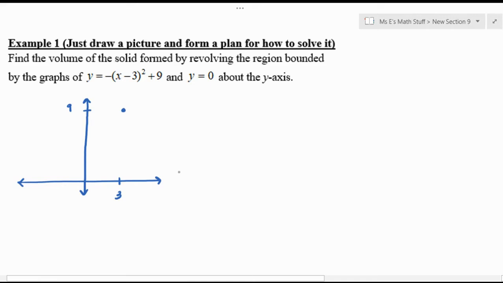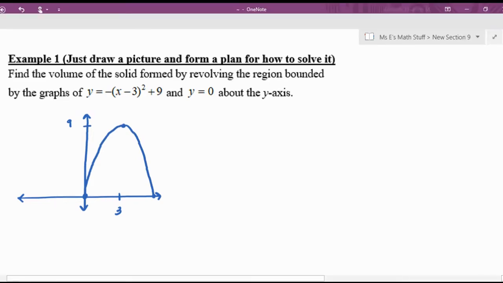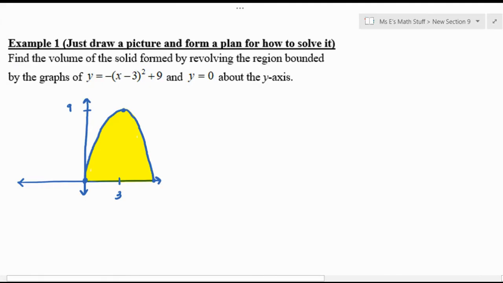All right, out 1, down 1, out 3, down 9, and then out 3, down 9. Okay, and y equals 0 is basically the x-axis. So here is our original bounded region, and it says we're going to revolve it about the y-axis. So let's draw that.